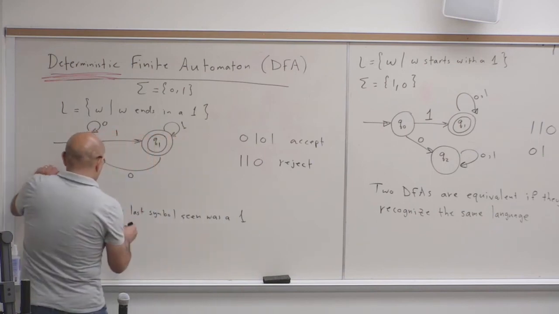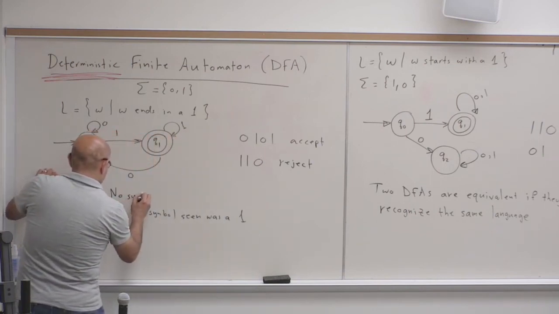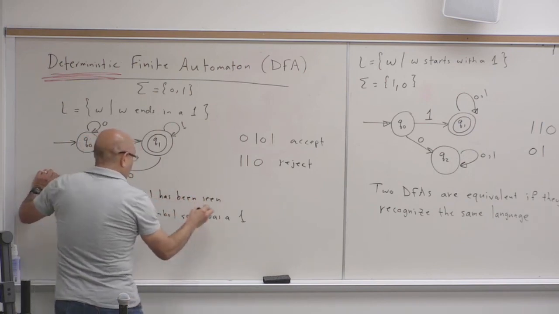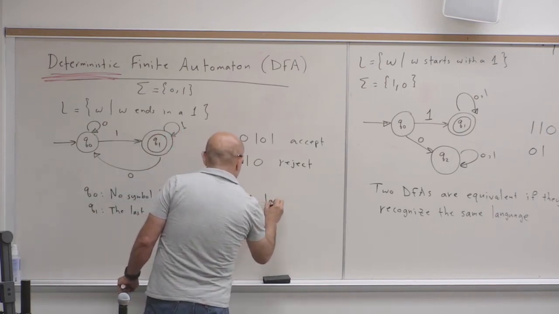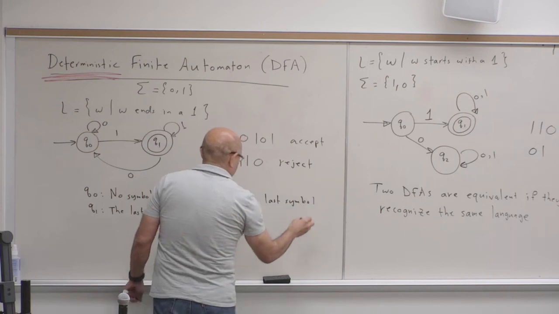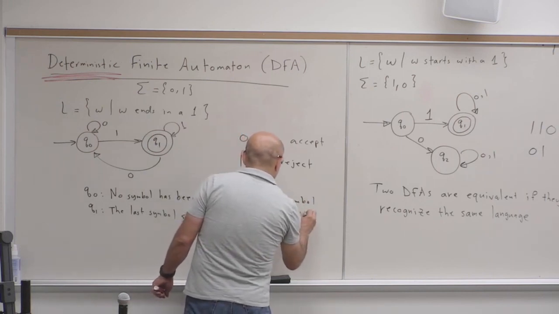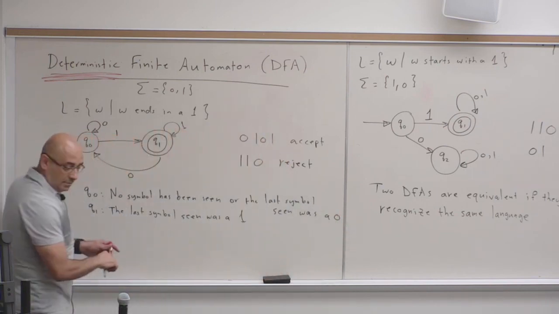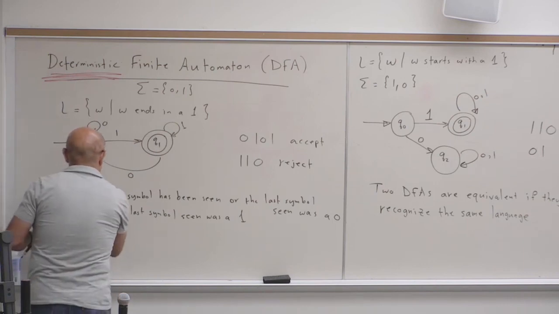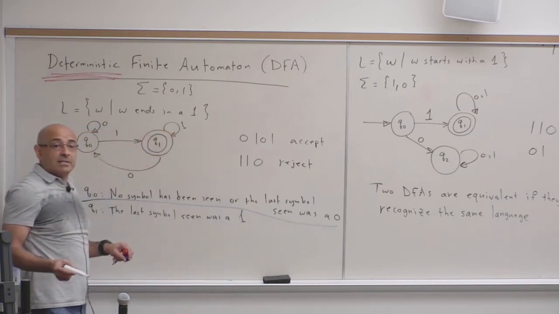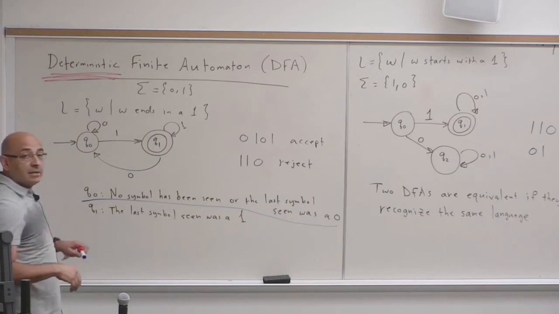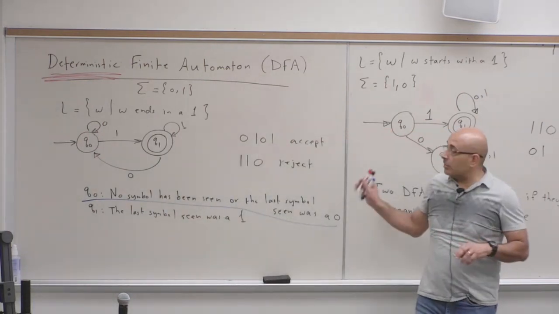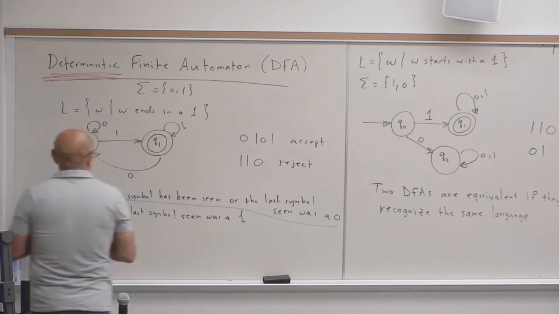Okay? So no symbol has been seen, or the last symbol seen was a zero. Okay, so it's either no symbol has been seen or the last symbol seen was a zero. So you have to be careful and as precise as possible when you write any description of a language in this book.